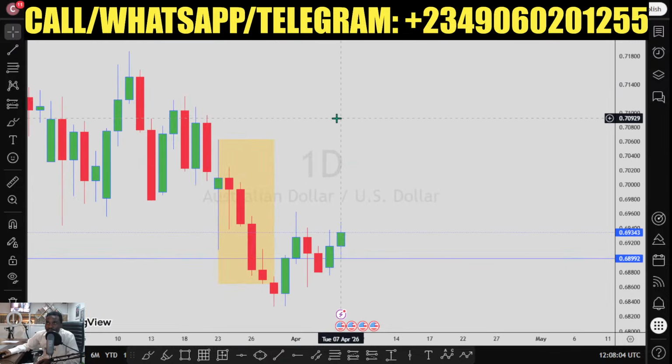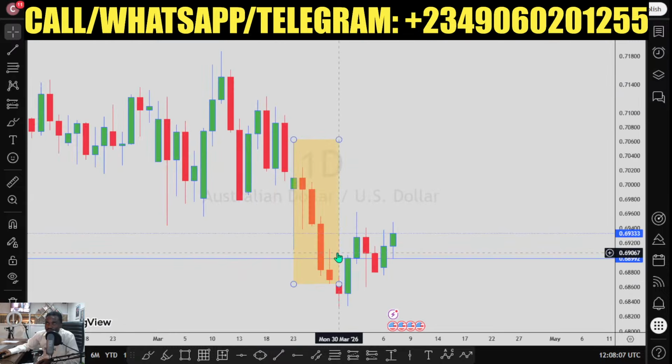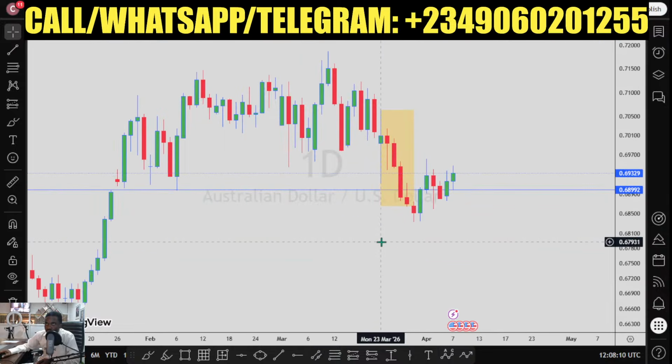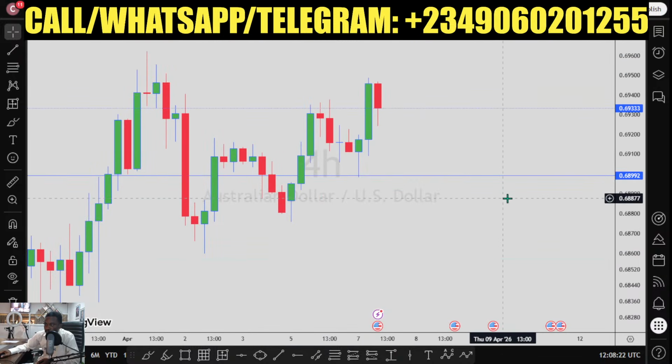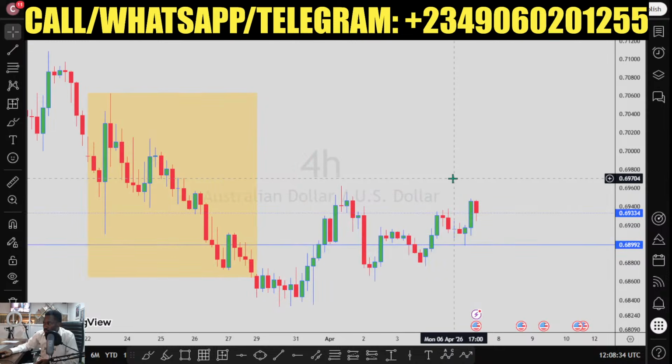Now on the day chart, we can't really say where the market is going around this zone. So we need to go to the 4-hour chart to study our market structures. Here comes our market structure on the 4-hour chart.